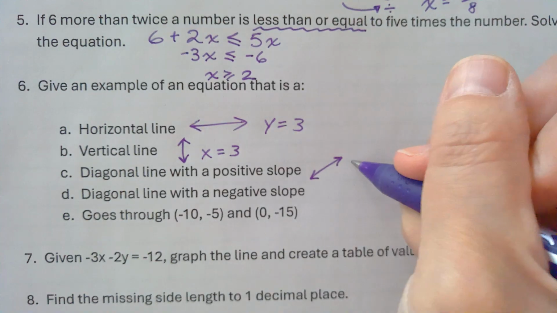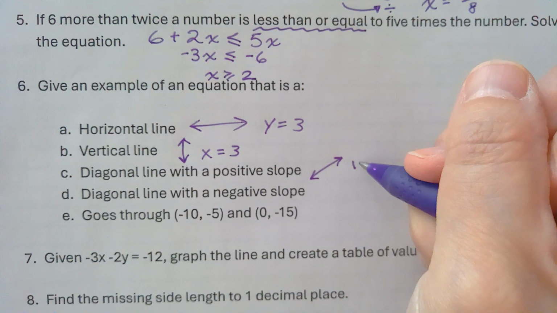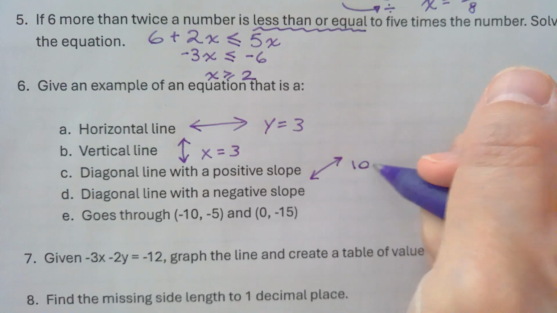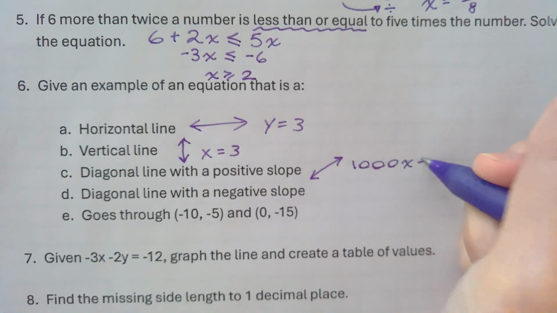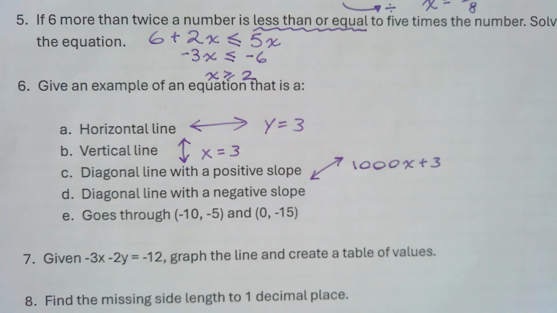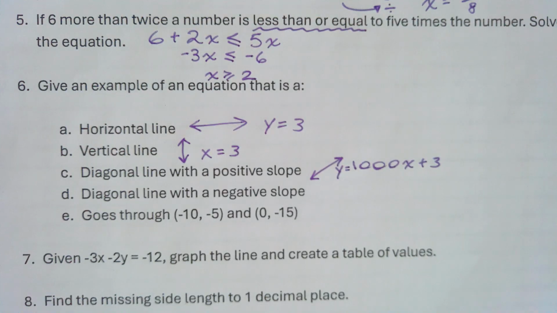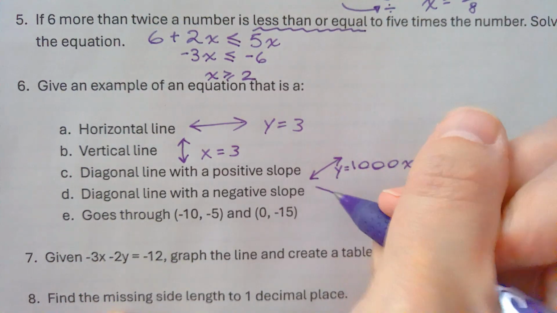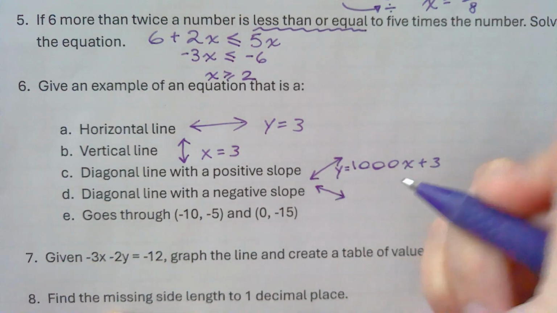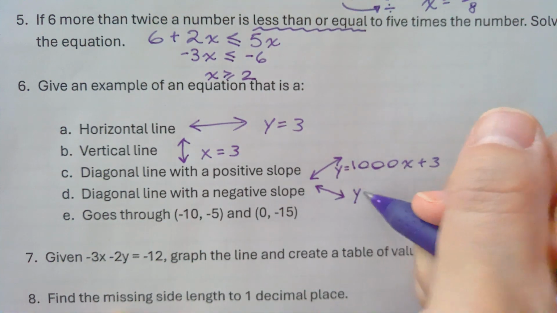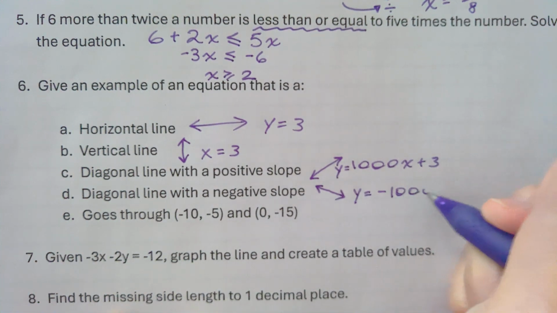Diagonal line with a positive slope, which means going this way. Kevin? 1000 x plus 3. Okay, yeah. 1000 x plus 3. Will he get the full mark? Where's the y? So y equals 1000 x plus 3. Okay, a line with a negative slope. William? Y equals negative 1000 x. Right.